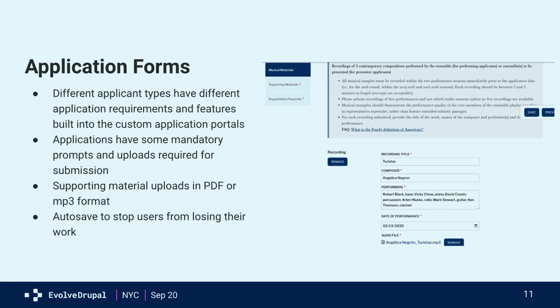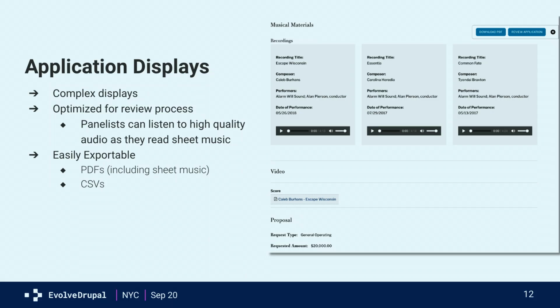But for sure, there's the ability to have custom Drupal forms that have multiple steps, conditional fields, and rich media, and then, on the other end, different ways of displaying that information, whether you're an applicant or a grant board member. And from the Drupal side, there's the ability to create PDFs that have all the applications in them, and CSVs that have all that information.